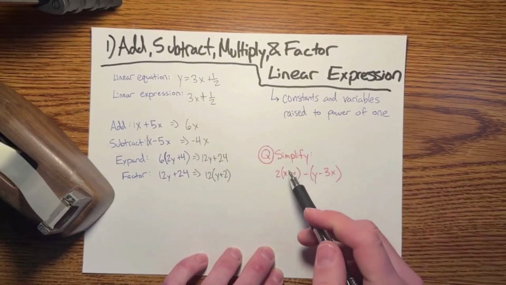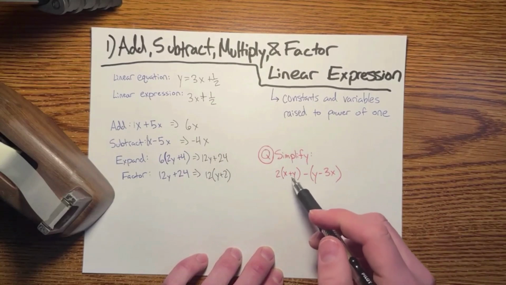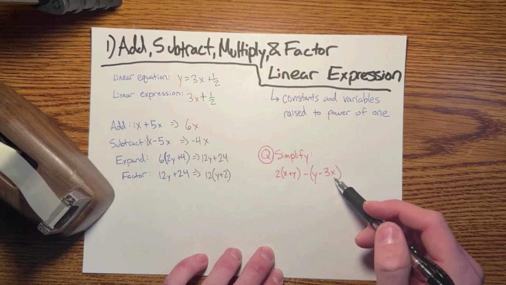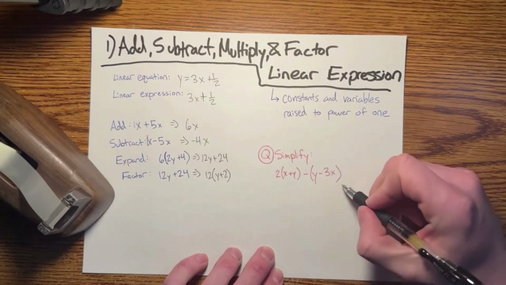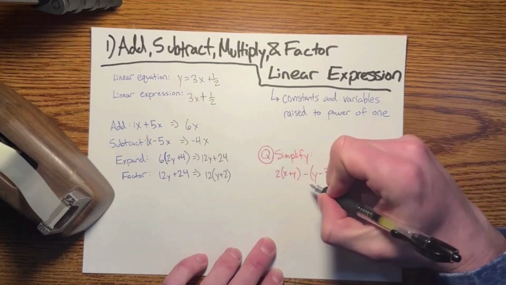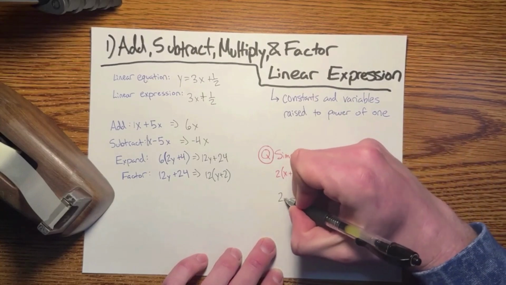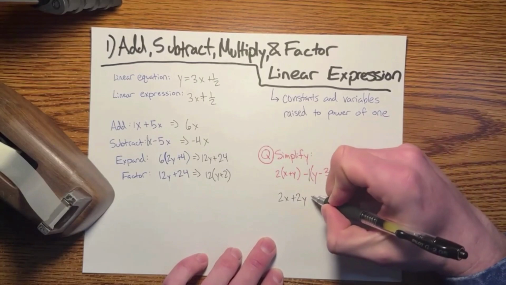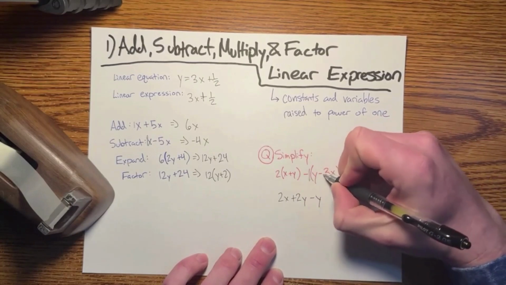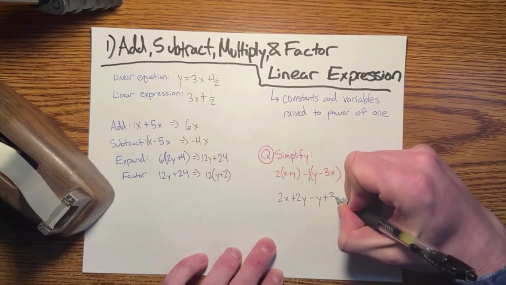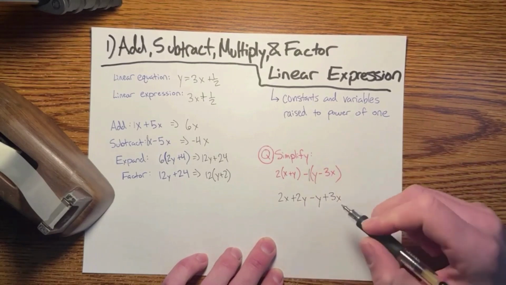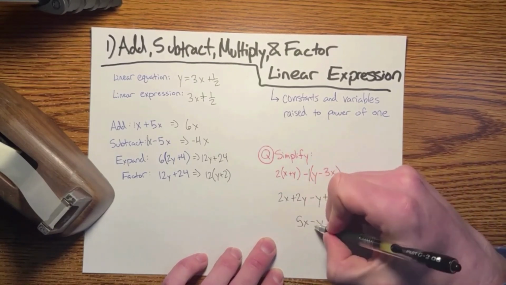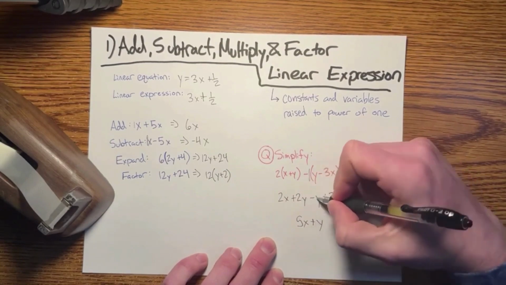So we have the question: simplify 2 times (x plus y) minus (y minus 3x). So first off, we'll carry through each of these coefficients outside the parentheses. So we have 2x plus 2y, and then there's like a negative 1 out here. So then we'll have minus y plus negative times negative 3x. And then we'll combine the terms where possible. So we have 2x plus 3x, 5x, plus 2y minus y, so 5x plus y.